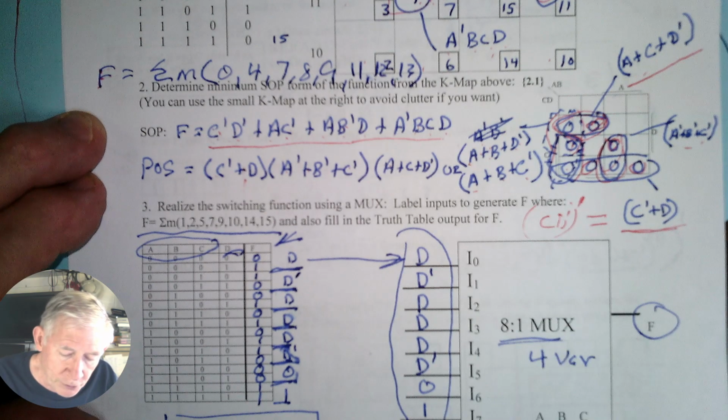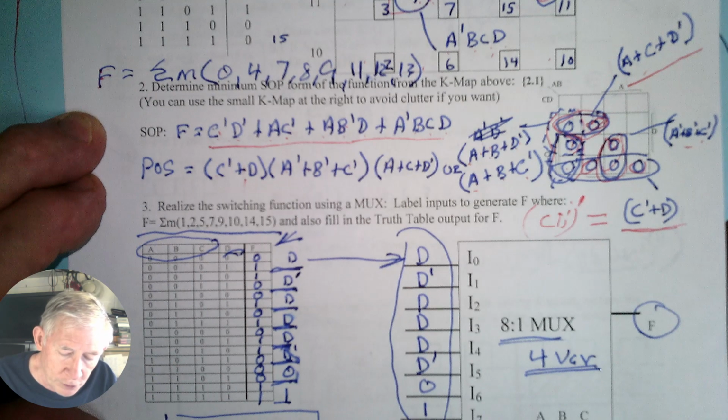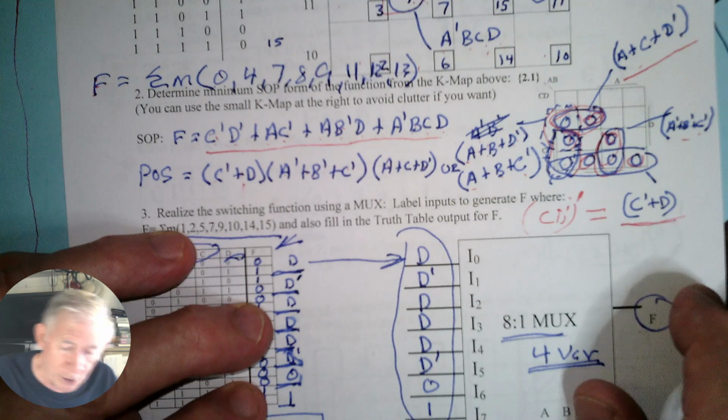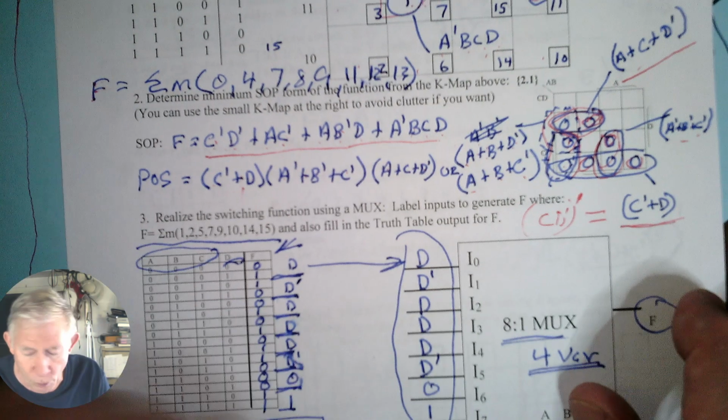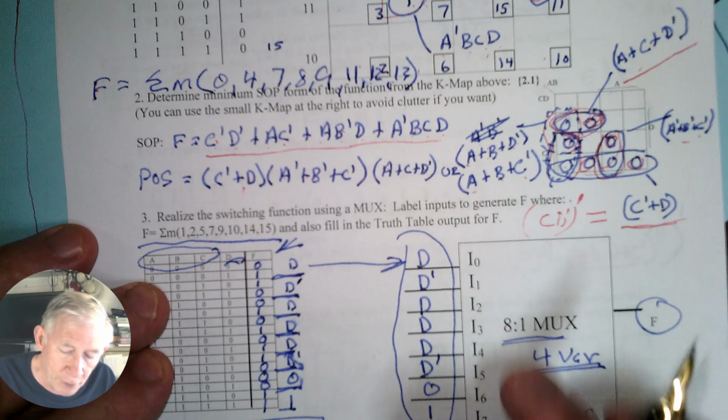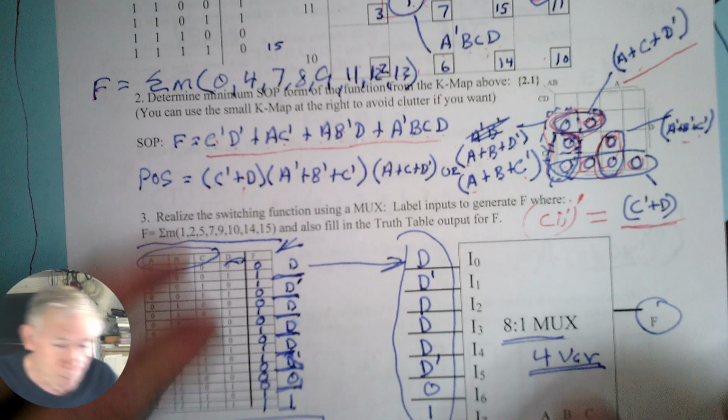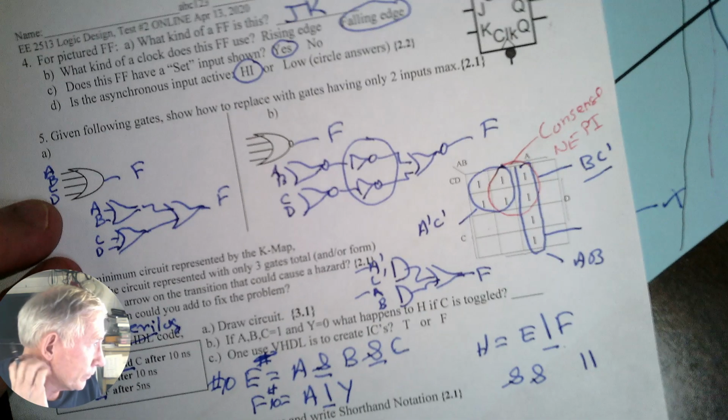An 8-to-1 MUX can do any 4-variable function. A 4-to-1 MUX can do any 3-variable function, where we use C here, and A and B is our select line, since there's only 2 select lines in a 4-to-1 MUX. But there are 3 in an 8-to-1 MUX. Okay, that pretty much does that. All right, let's look at the flip-flop here.